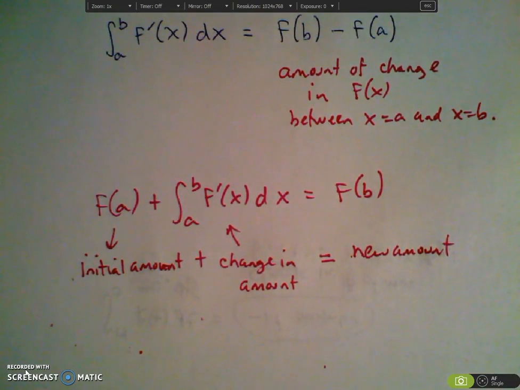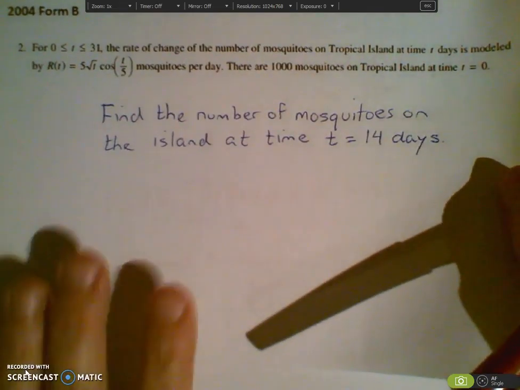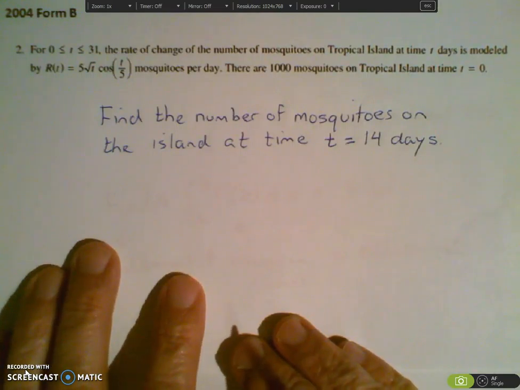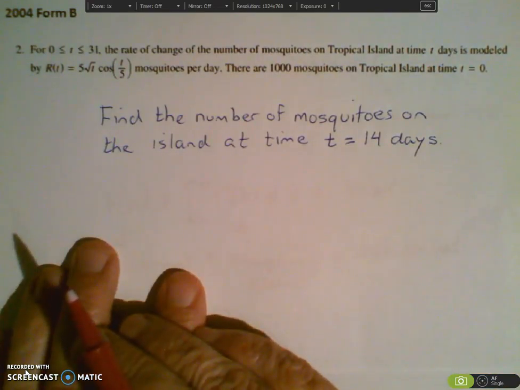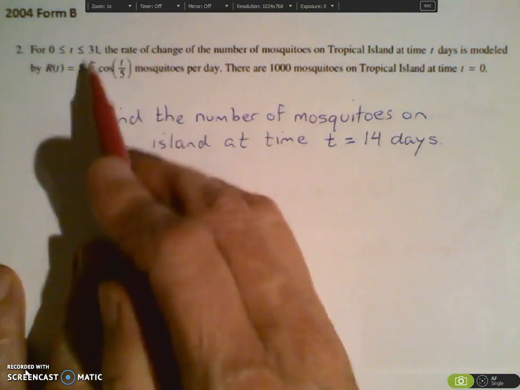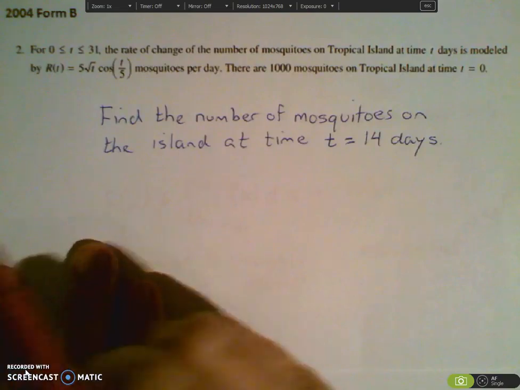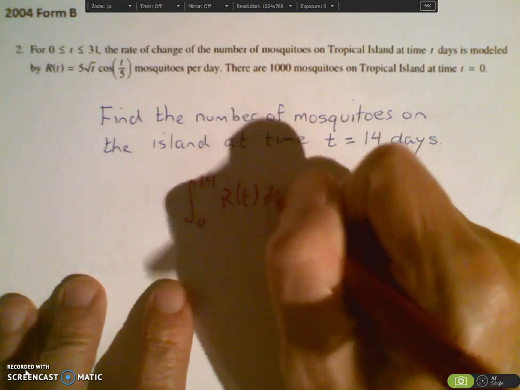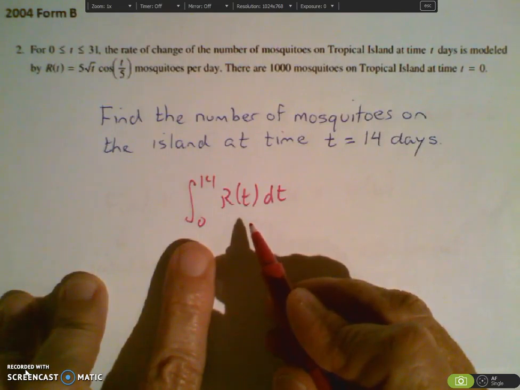Let's look at a couple of example problems. In my first example problem, what we have given is a rate of change in the number of mosquitoes on Tropical Island. Our task is to find the number of mosquitoes on the island at time t equals 14 days. Many students think, well, if you integrate the rate at which the population is changing, that you'll get the population. And that's not correct. If you were to integrate from 0 to 14, r of t dt, you're going to get the change in the mosquito population, but you won't get the new mosquito population.